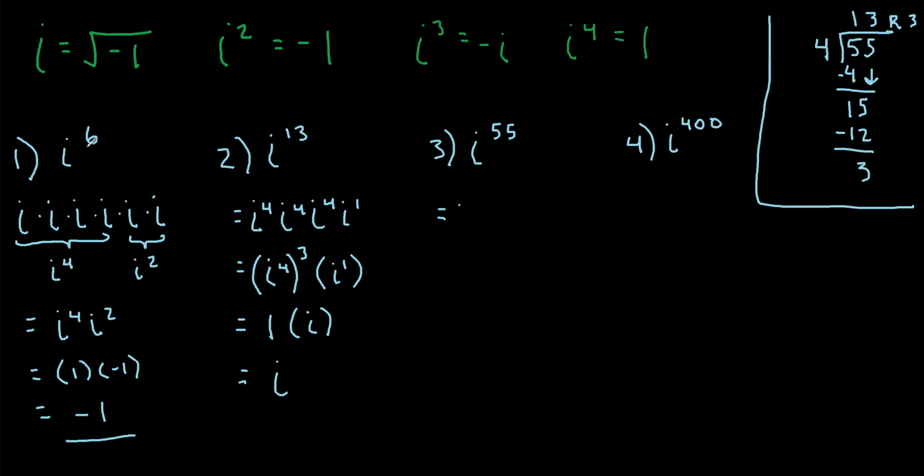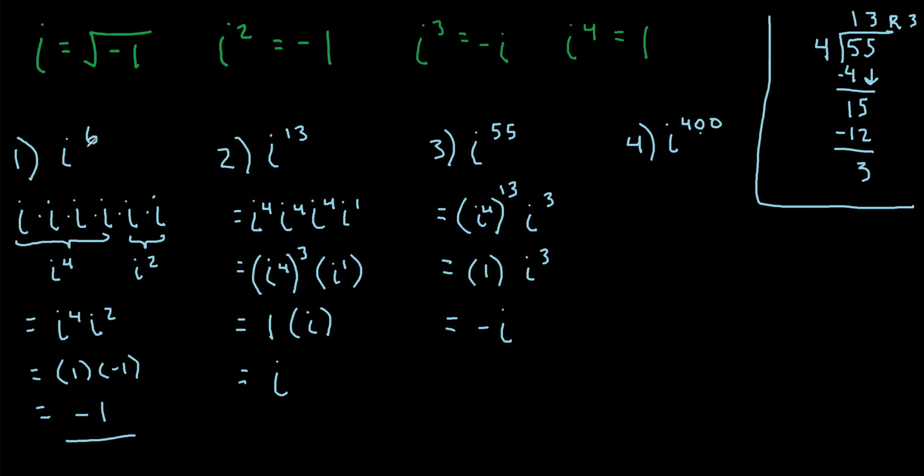So what we can write is i to the 4th raised to the power of 13. And we saw 4 times 13 is 52. So we're left with a remainder of 3. So we need to write i to the 3. So this whole expression is still equal to i to the 55. So let's simplify. i to the 4th we know is 1. 1 raised to any power is just 1. So this whole thing is just 1 times i cubed. And we said i cubed is just -i. So we can just write the final answer as -i.